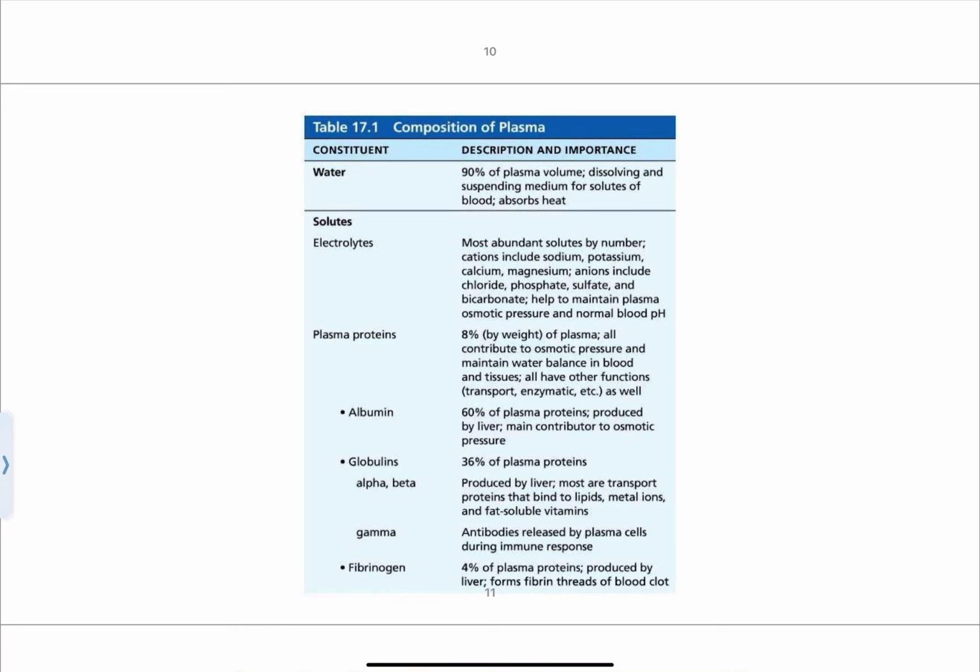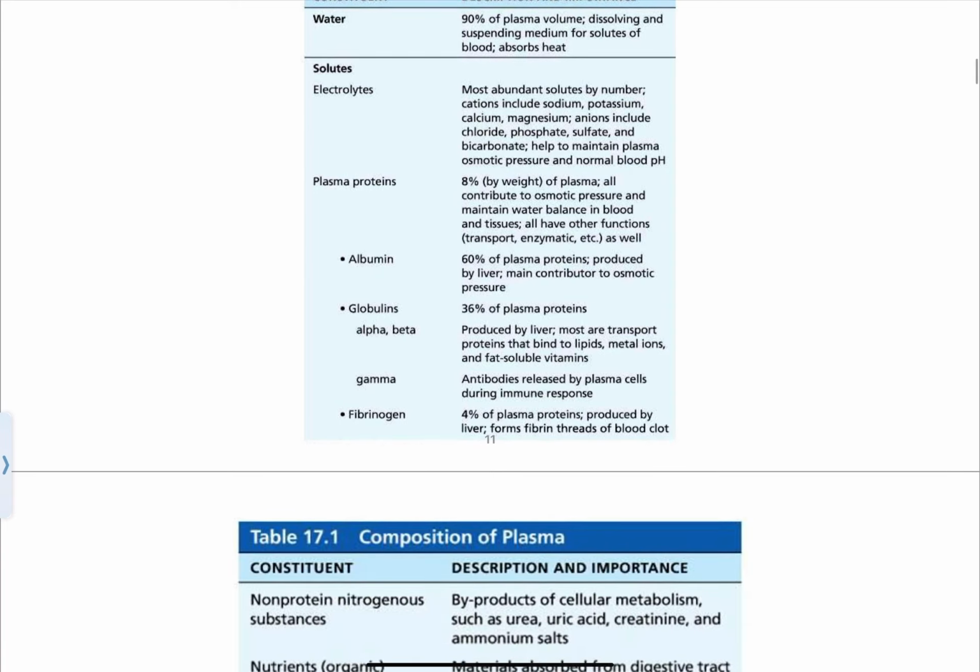There's some solutes. These solutes include electrolytes, so things like sodium and chloride ions. They also contain a lot of plasma proteins, and these remain in the blood and do not get distributed to cells. So some of our plasma proteins are fibrinogen, we have globulins, albumin is our major plasma protein, and again, it's really going to help transport and maintain osmotic pressure, and these are going to be produced by the liver.